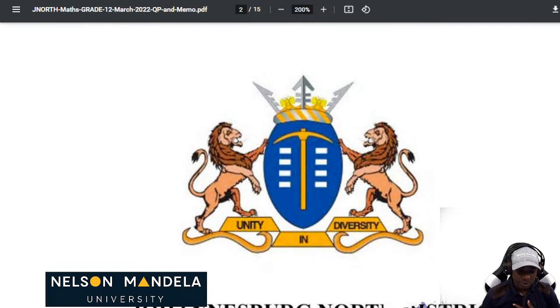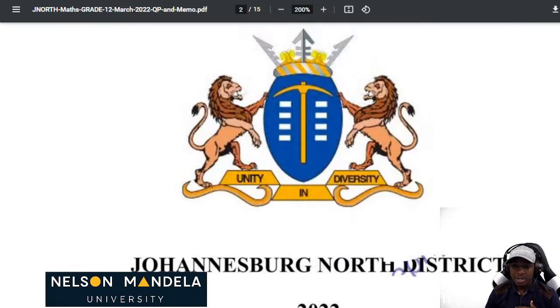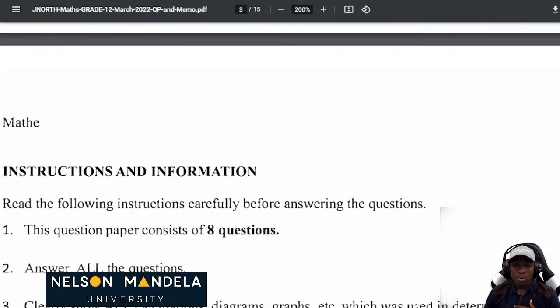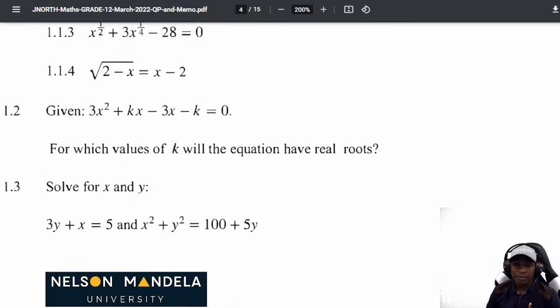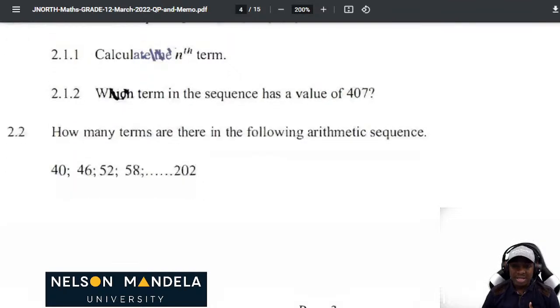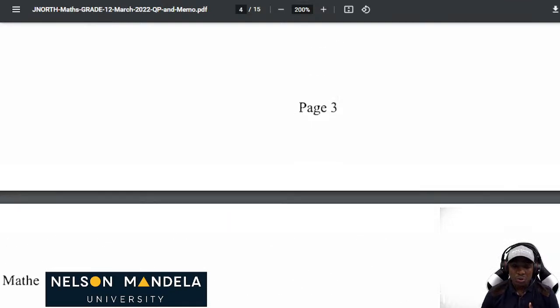So as you can see, today we'll be doing the question paper, paper one. It comprises everything I wanted: solving for x as well as number patterns. So we'll be tackling those two today.